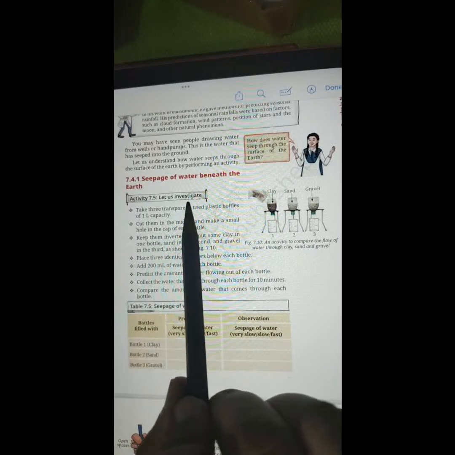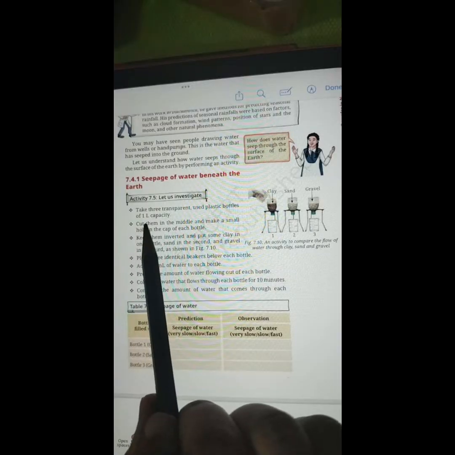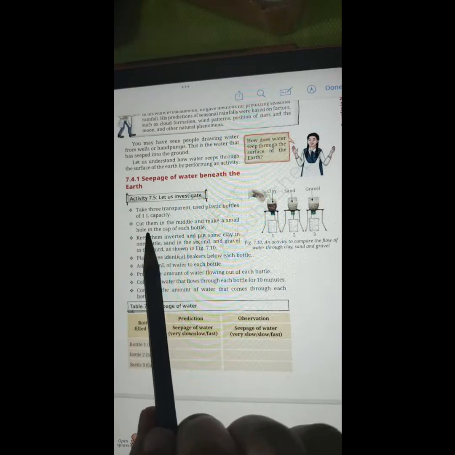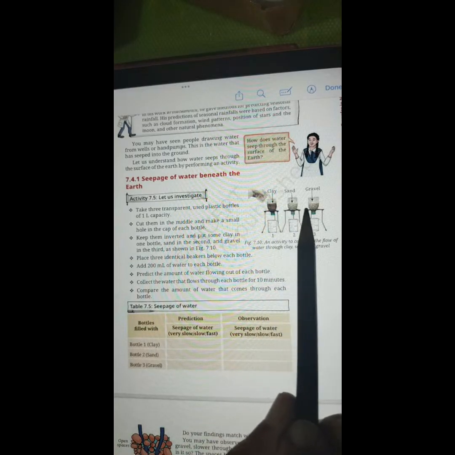7.4.1 Seepage of water beneath the earth. Activity 7.5: Let us investigate. Take 3 transparent used plastic bottles of 1 liter capacity. Cut them in the middle and make a small hole in the cap of each bottle, as seen here.